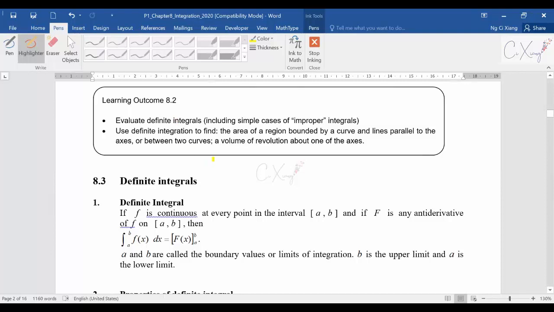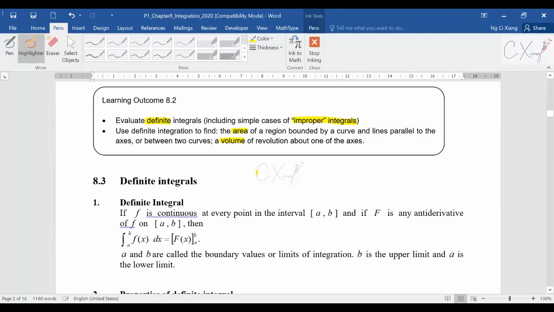Okay, so for this video, we are going to cover the definite integral, including simple cases of improper integral. The part on improper integrals, we will discuss at the end of this chapter. For this part, we are only going to focus on definite integrals. After we learn how to do definite integration, we are going to learn how to find the area under a curve, and also volume.